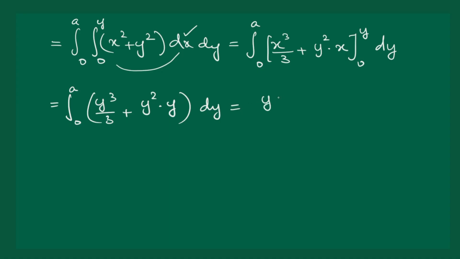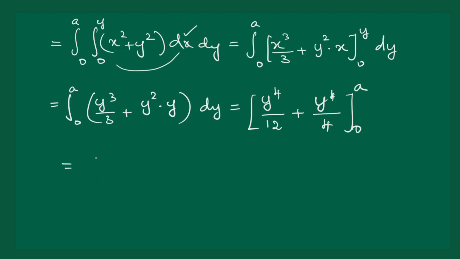So integration of y cube is what? y power 4 by 4. Already 3 is here, so it becomes 12, plus y cube, this is again y cube, so again y power 4 divided by 4, clear, over the limit 0 to a.